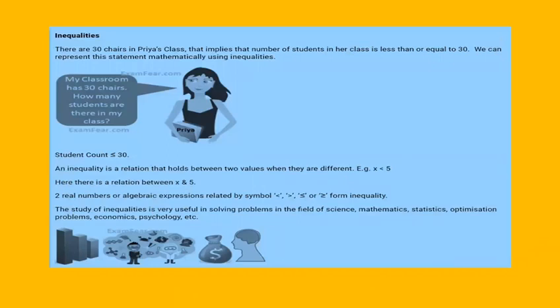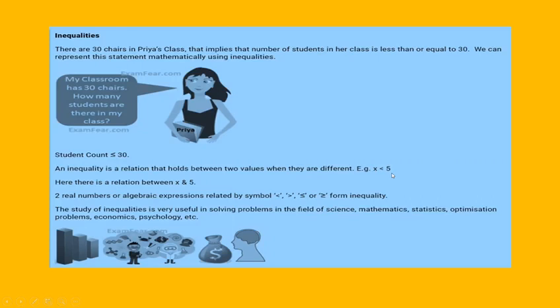Here you can see that there are 30 chairs in Priya's class. That implies the number of students in her class is less than or equal to 30. We can represent this statement mathematically using inequalities: students count ≤ 30. That means an inequality is a relation that holds between two values when they are different.